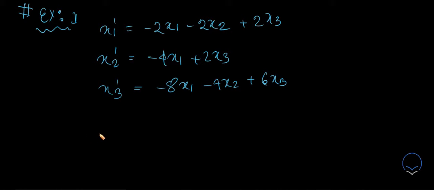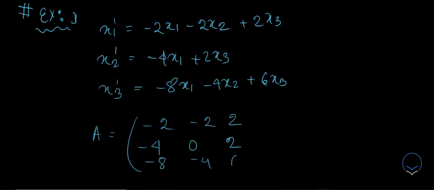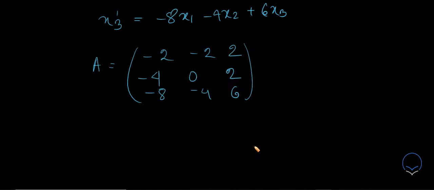This is a coupled differential equation for these three variables, and if you write this in matrix form, you will see that the coefficient matrix turns out to be minus 2, minus 2, 2, minus 4, 0, 2, minus 8, minus 4, 6. And if you recall, the matrix form is x prime equals Ax, and we already know from our previous lectures how to solve this. We saw the 2 cross 2 example, so we'll try to follow that and let's see what happens.